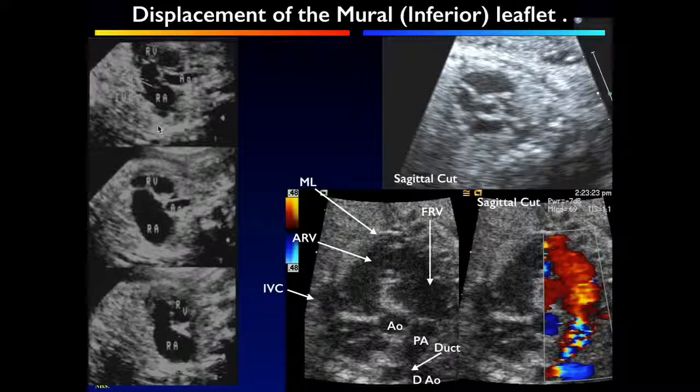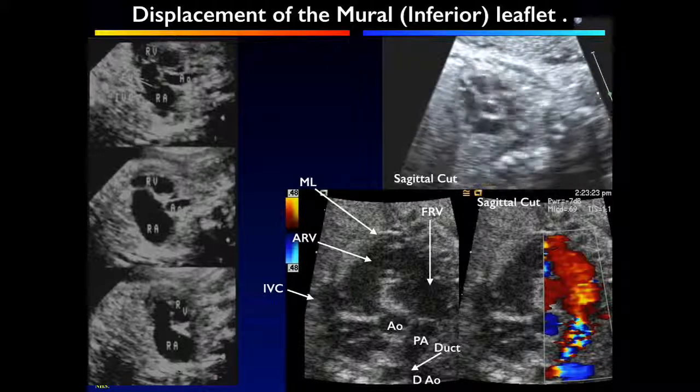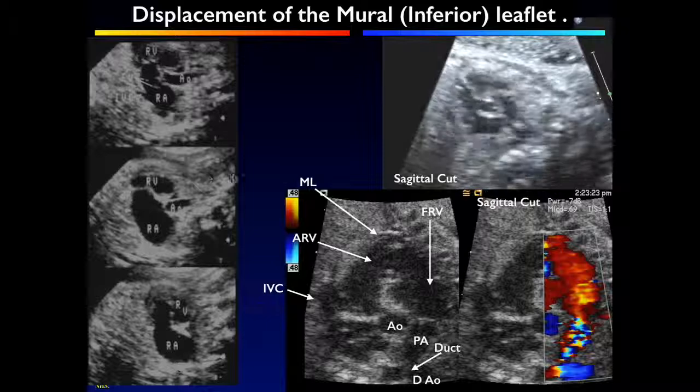And the way to do it is to look where the inferior vena cava comes into the right ventricle in sagittal plane imaging, and you'll see where the Eustachian valve is, which is here, and that marks the place where the tricuspid valve, the inferior leaflet, should be. And you can see the inferior leaflet is quite markedly displaced over here. And this was something that we first identified in the fetus.